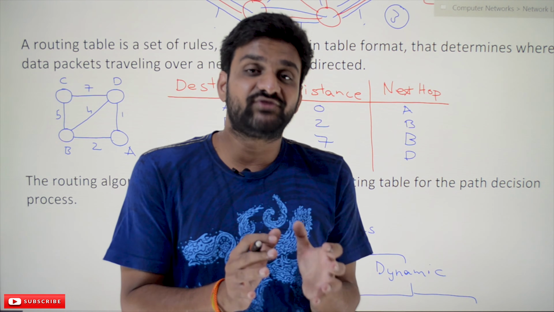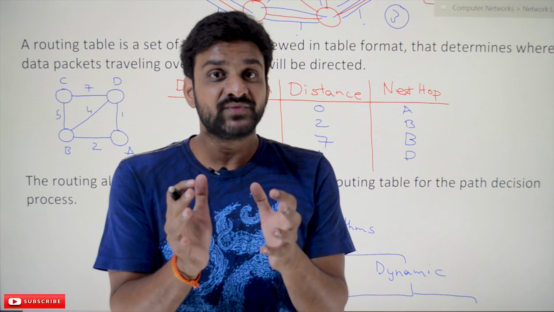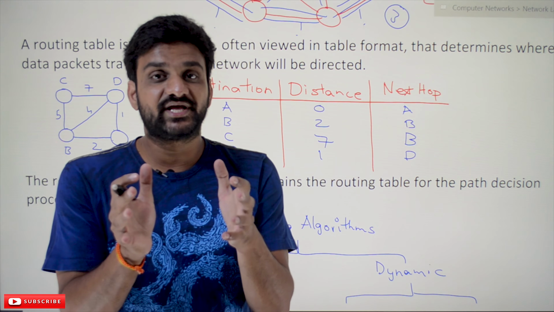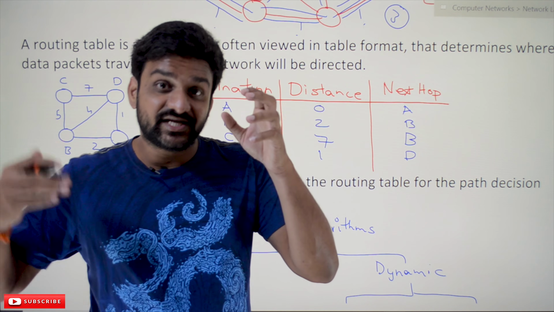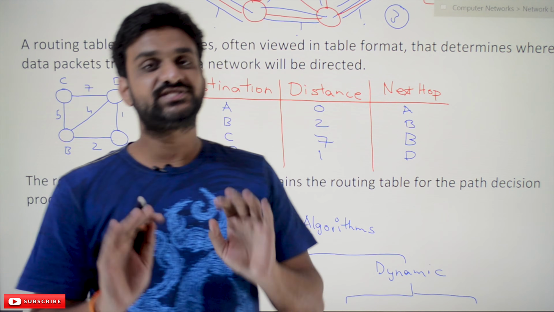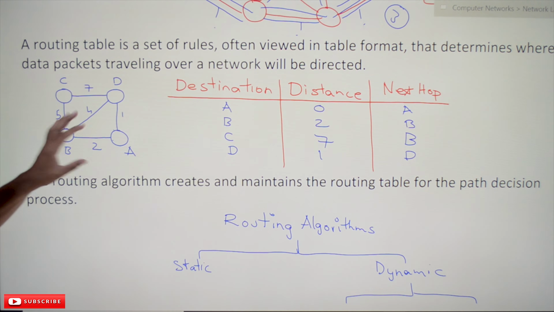So on each and every router there will be a routing table. By using that routing table, the packet that is being transmitted will decide where it has to be transmitted. Let's try to understand this by using this simple example.